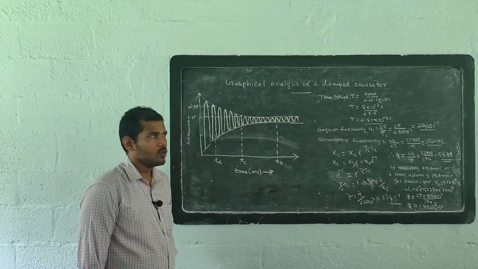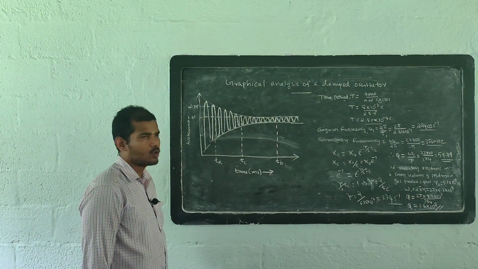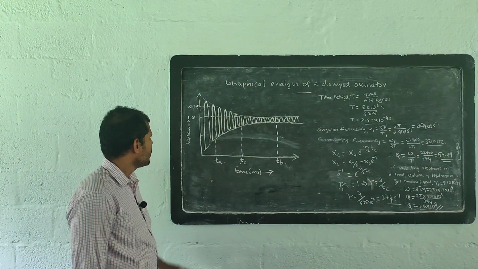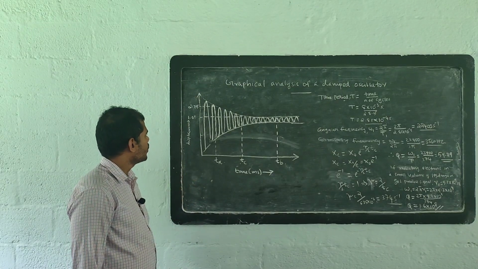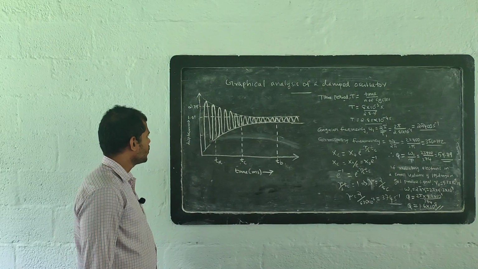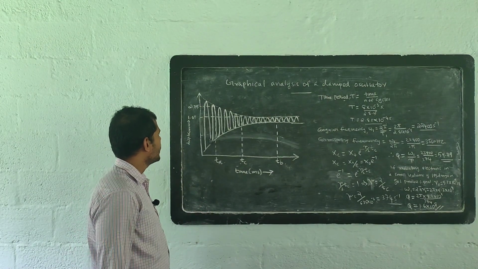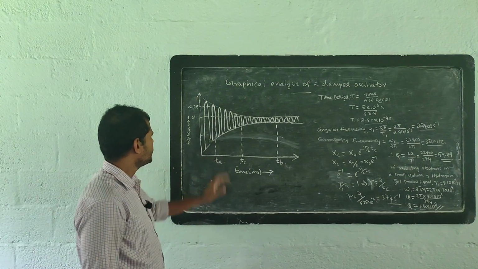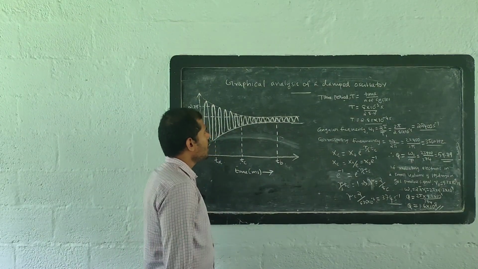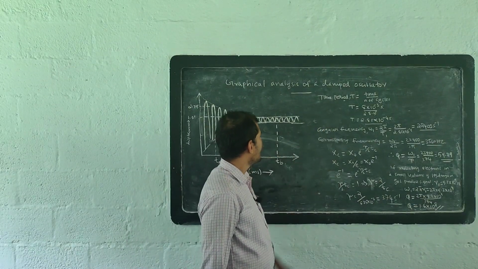Now we are going to discuss the graphical analysis of a damped harmonic oscillator. The graphical representation of a damped harmonic oscillator is given here. It is not exactly the same graph given in the textbook, but a model of that. Here we have to first find the time period.